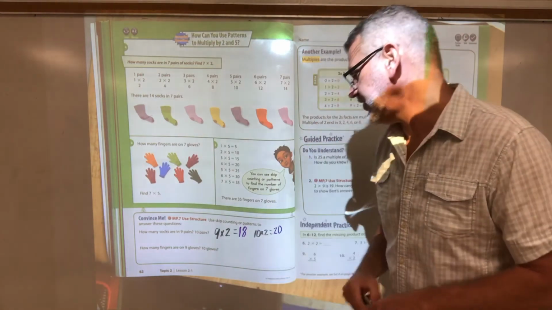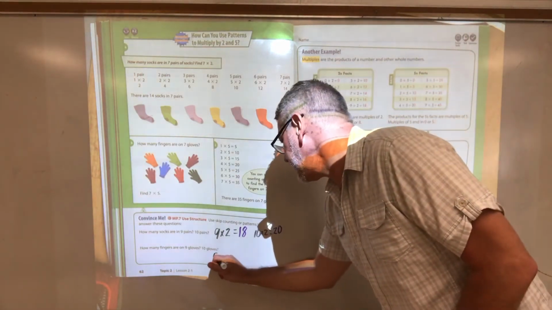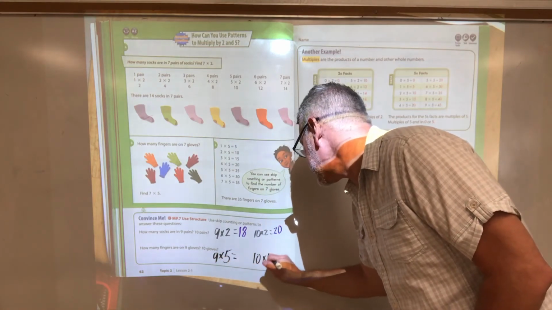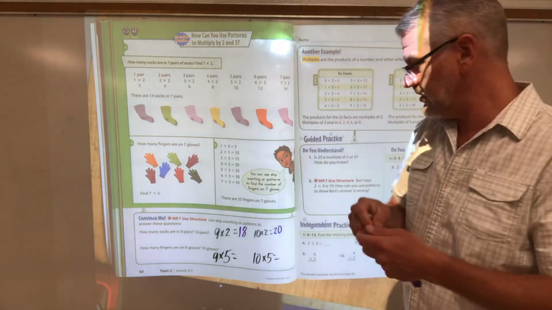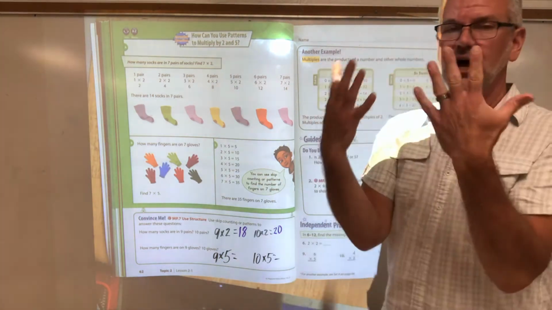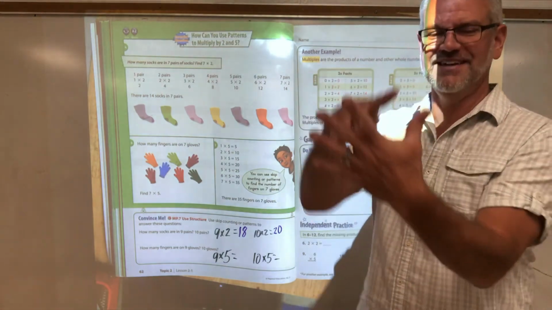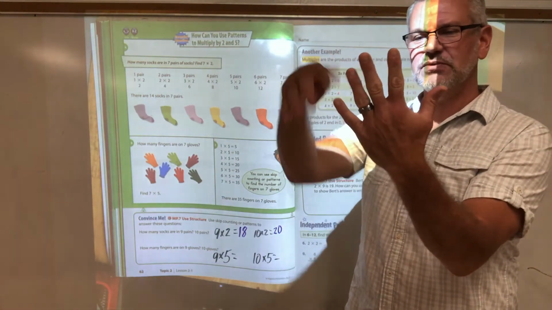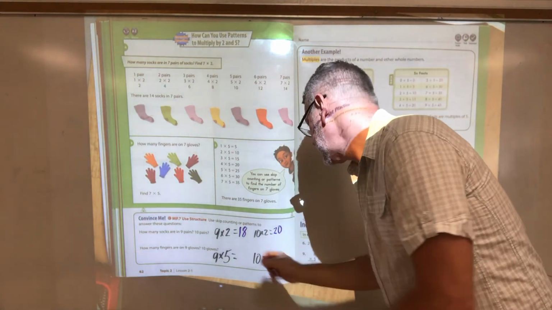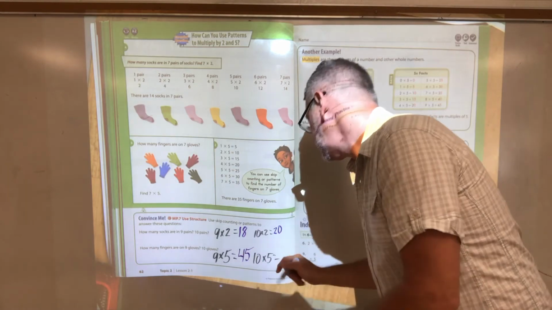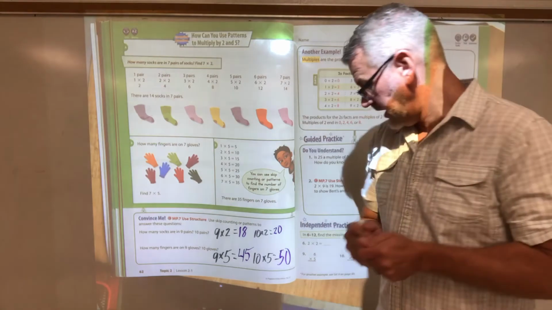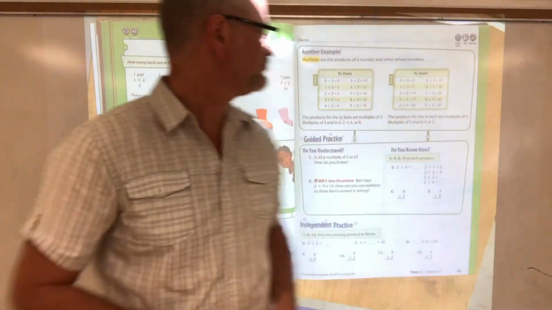All right, now, how many fingers are on 9 gloves? Well, we're talking about fingers, and we'll assume there's 5 fingers on a glove, and 10 gloves would have 50 fingers. So 9 groups of 5. Get those fingers up again. A tool that we need is our fingers. 5, 10, 15, 20, 25, 30, 35, 40, 45. And 10 groups of 5 would be 50. 2s and 5s are pretty simple.